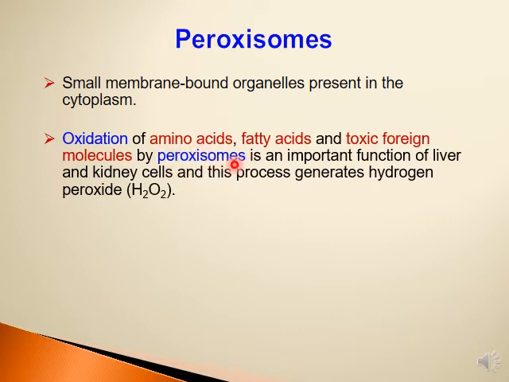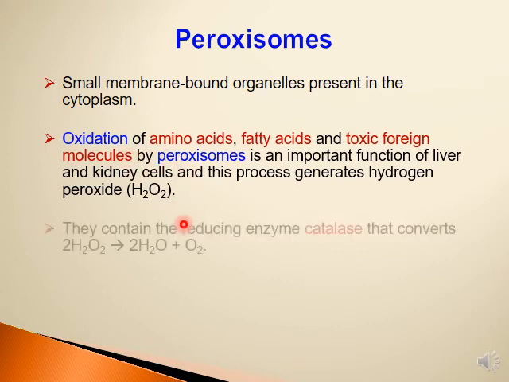So peroxisomes are an important function of the liver and kidney cells, and this process generates hydrogen peroxide. Peroxisomes are mainly present in kidney and liver cells, and during the oxidation of amino acids, fatty acids, and toxic foreign material, hydrogen peroxide is released as a product of these reactions.